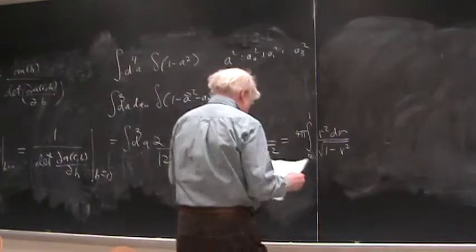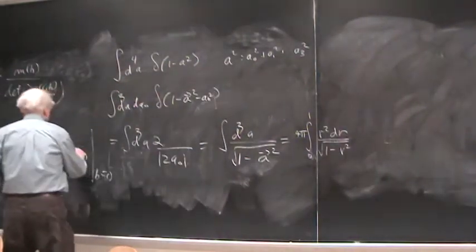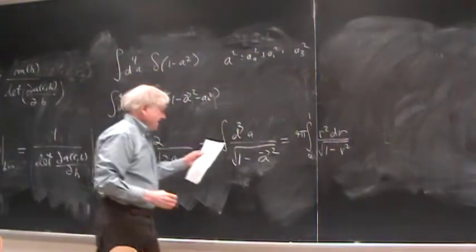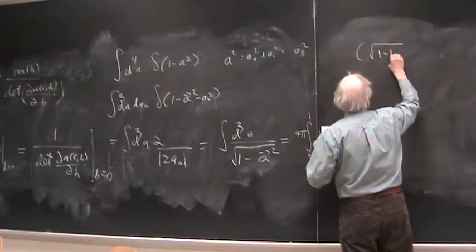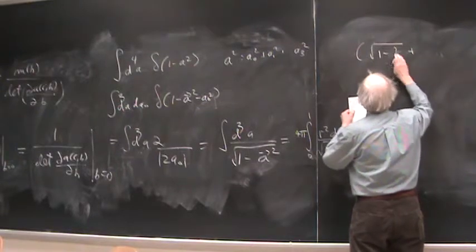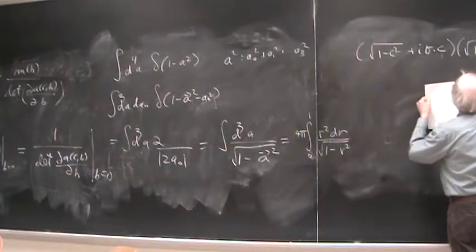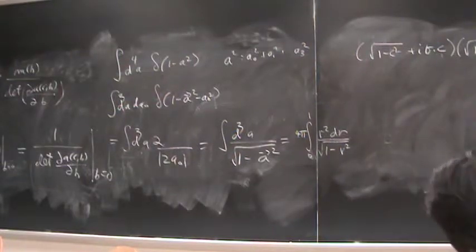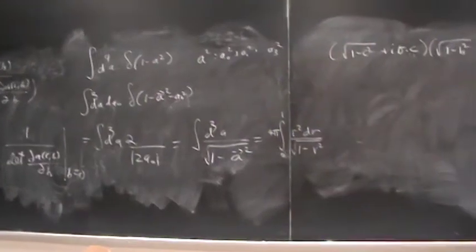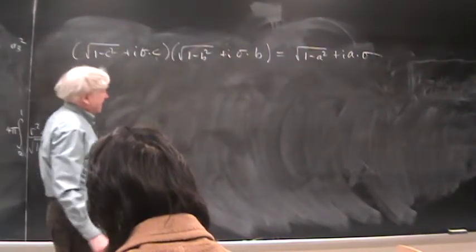All right, so you work that out, and I think it'll turn out convergent. All right, so let's figure out how this works, what this determinant is. And for that, we need to figure out square root of 1 minus b squared, 1 minus c squared, plus I sigma dot c, square root 1 minus b squared plus I sigma dot b, is equal to square root of 1 minus a squared plus I a dot sigma. So this is the group multiplication law, and we're going to be looking at this.